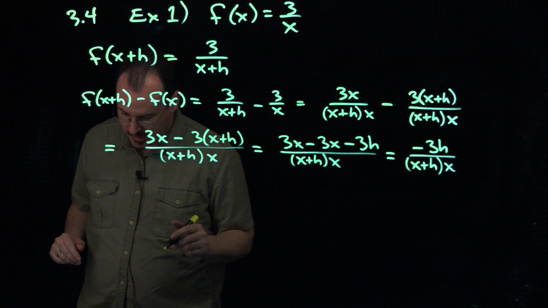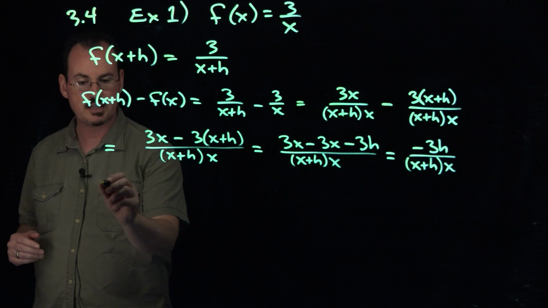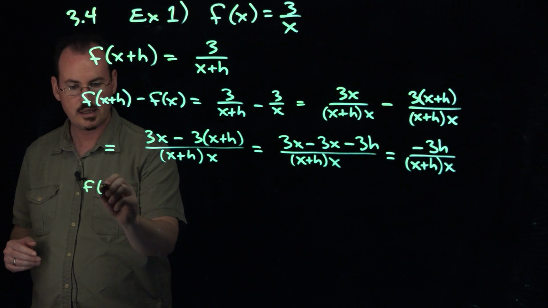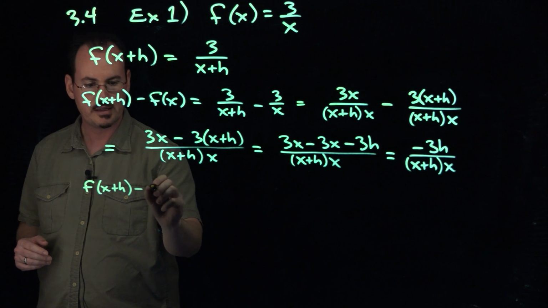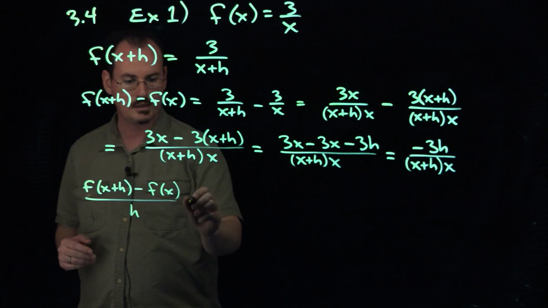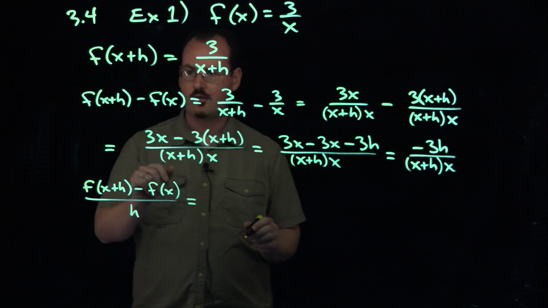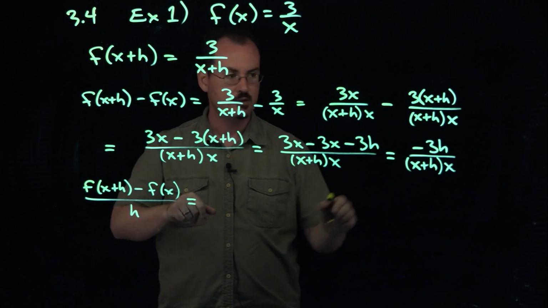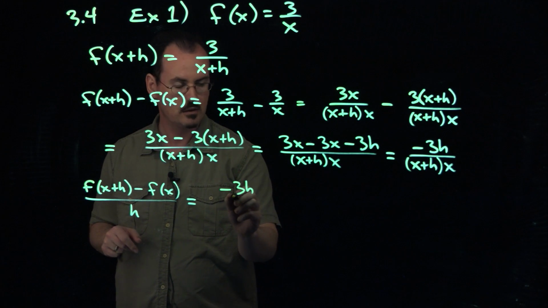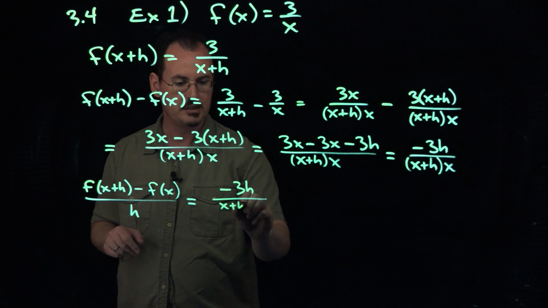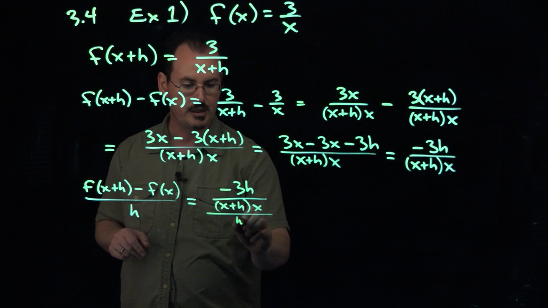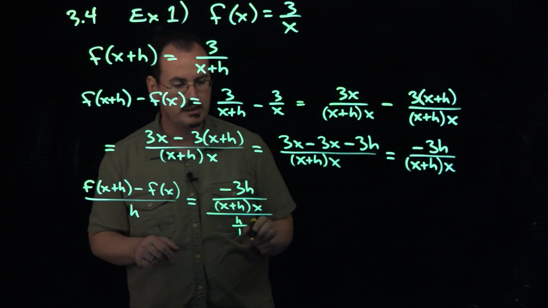Step 3 says divide by h. So basically we're going to take what we just got. So step 3 is we want to find f of x plus h minus f of x divided by h. So we just found the numerator, f of x plus h minus f of x. That's what we just found. That's this here. So we're going to have minus 3h over x plus h times x. And then we are dividing this by h, so we have an h in the denominator. Now remember, h by itself can also be written as h over 1.